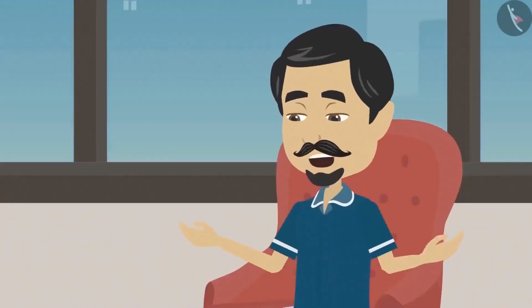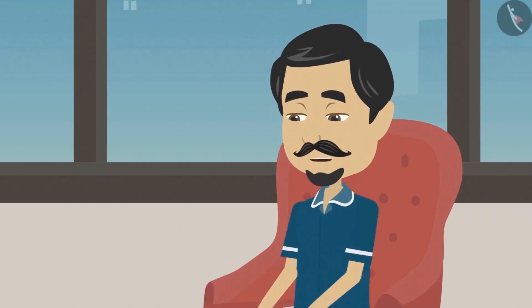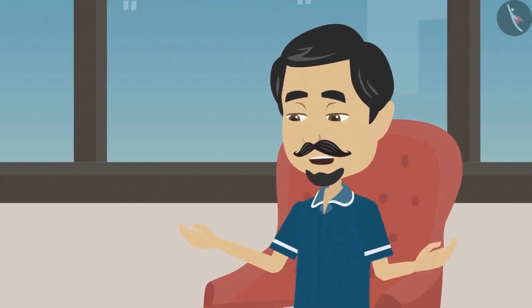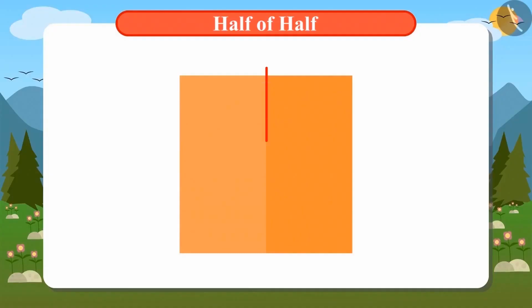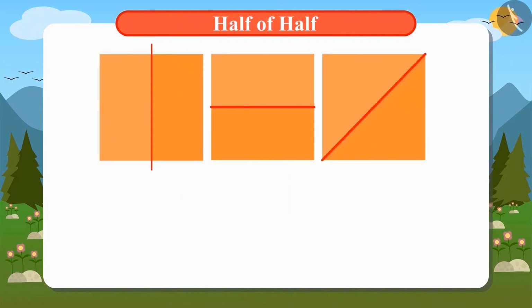First, you have to divide the field into two equal parts in different ways. And then we will further divide those halves into two equal parts. Okay. You have already divided it into half in one way. I can divide it into half in three different ways, like this, and like this.